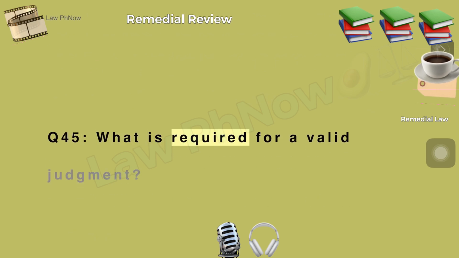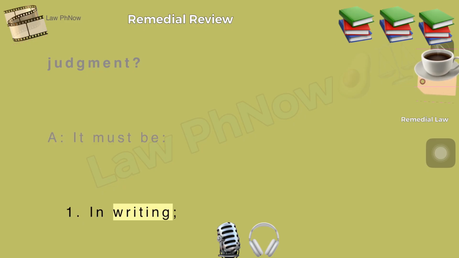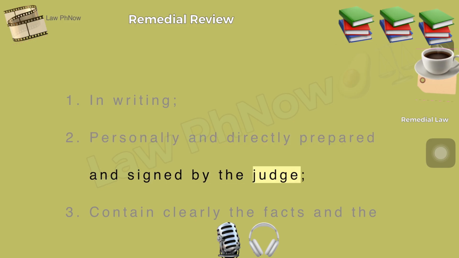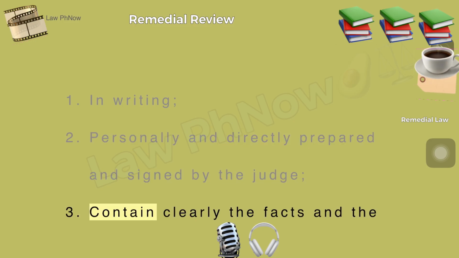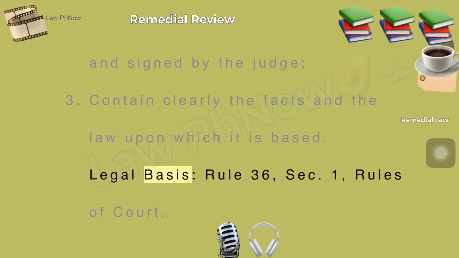Q45. What is required for a valid judgment? A. It must be: 1. In writing. 2. Personally and directly prepared and signed by the judge. 3. Contain clearly the facts and the law upon which it is based. Legal basis: Rule 36, Section 1, Rules of Court.